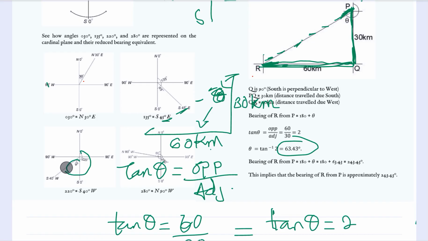So if I say this is 40, what will I do now? I will say 40 plus what? 180. That will give us what? 220. Do you understand? Because this thing is coming from this particular angle here. So that's going to give us what? Theta plus 180. So if you do theta plus 180, you are going to get 243.43 degrees. Do you understand that now?